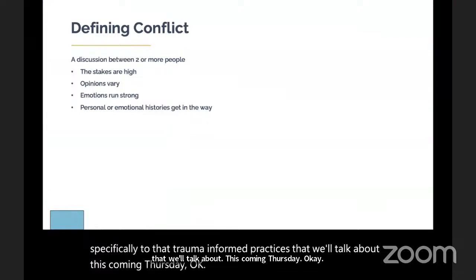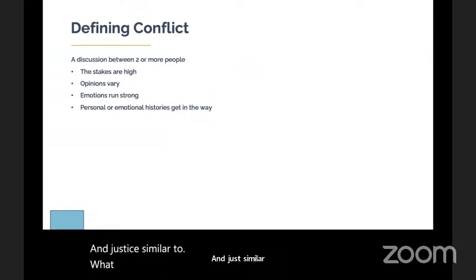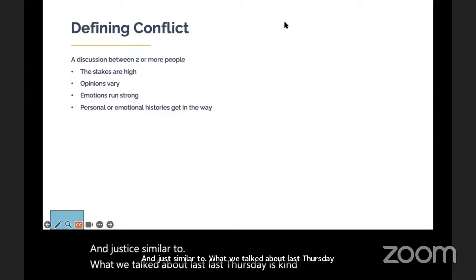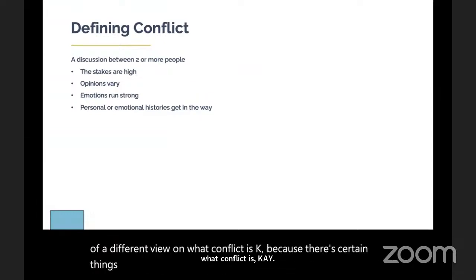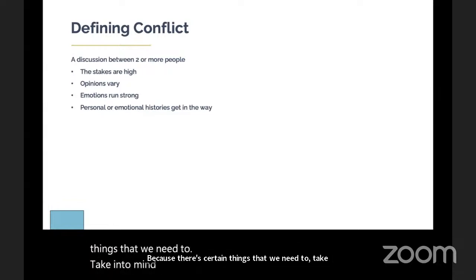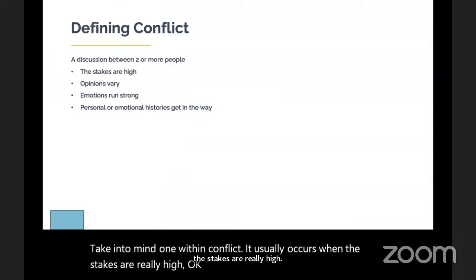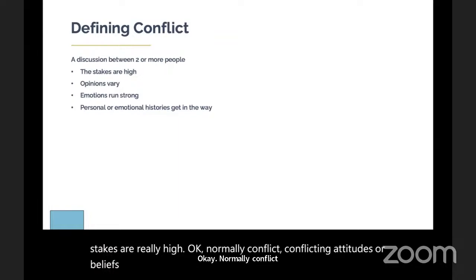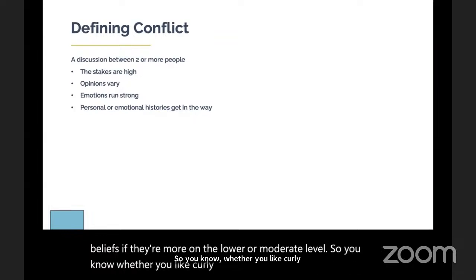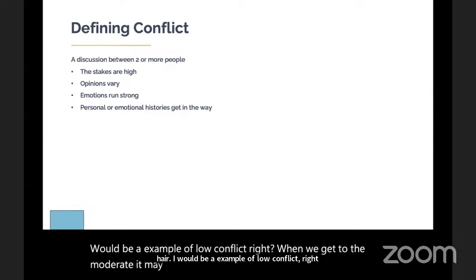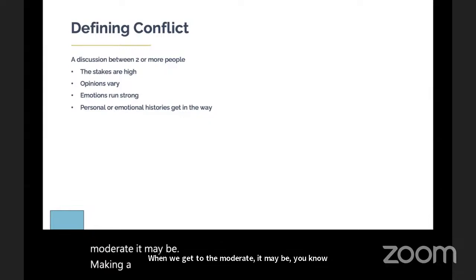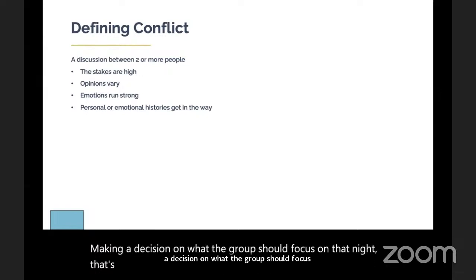Similar to what we talked about last Thursday, this is taking a little bit of a different view on what conflict is, okay? Because there are certain things we need to take into mind. One, conflict usually occurs when the stakes are really high. Conflicting attitudes or beliefs on a lower level, such as whether you like curly hair or straight hair, would be an example of low conflict. The moderate level may be making a decision on what the group should focus on that night. That's a moderate level of conflict.